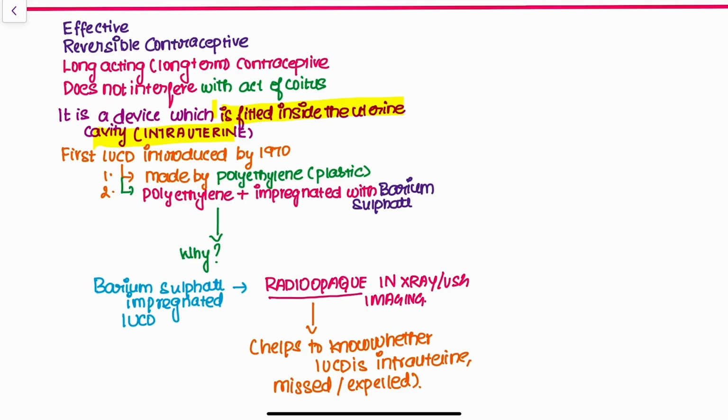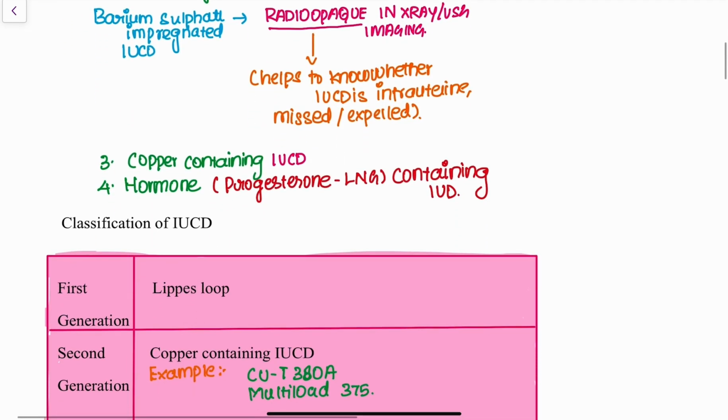So in X-ray and ultrasound, if you need to visualize this intrauterine contraceptive device, it has to be radio opaque. Only if it is radio opaque will it be easy for you to identify through the imaging techniques. So for that purpose, this polyethylene intrauterine contraceptive device was impregnated with barium sulfate, which makes the IUCD radio opaque in nature. Therefore, in X-ray and ultrasound imaging, this IUCD can be identified, and this also helps us to know whether the IUCD is inside the uterine cavity or it is expelled outside the uterine cavity.